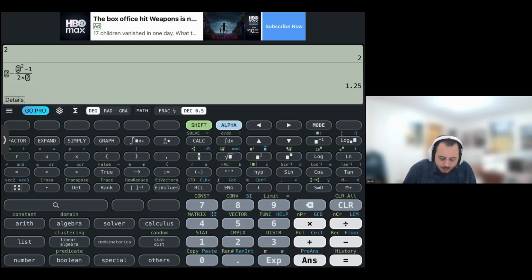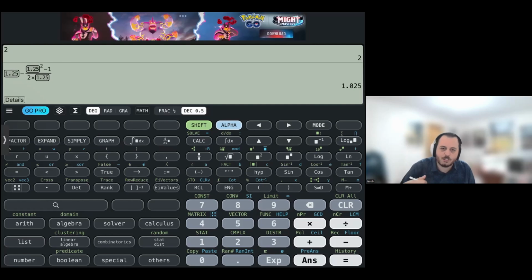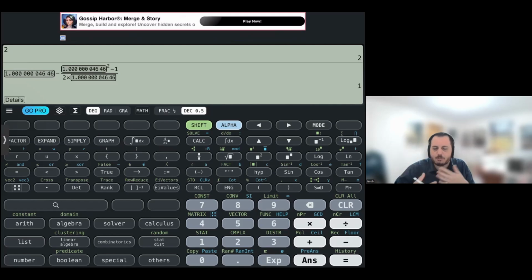But if I press equals again, it changes to 1.025. And you can see the numbers in the formula, without me typing anything, have changed from 2 to 1.25 because it's just using the previous answer to calculate the next answer. If I press equals again, you can see the answer is now 1.003. It's getting closer to 1. And I keep on pressing equals, and eventually I get an answer that actually is 1, because 1 is the correct answer. So my calculator is doing all of that repetitive iteration for me. I just need to set it up once the first time.